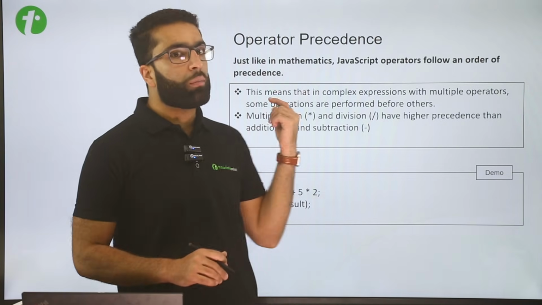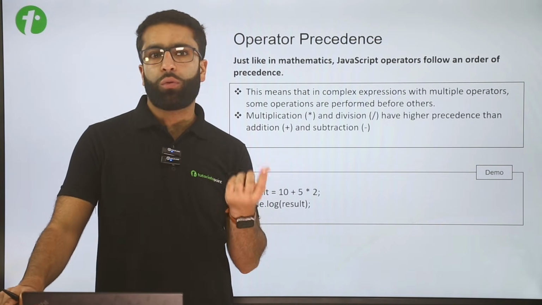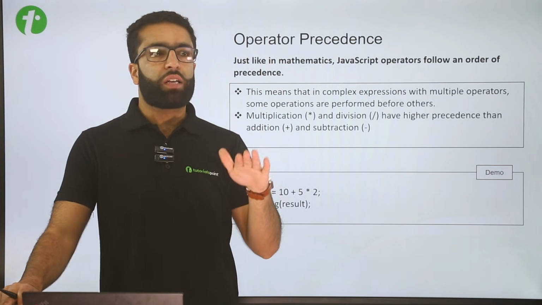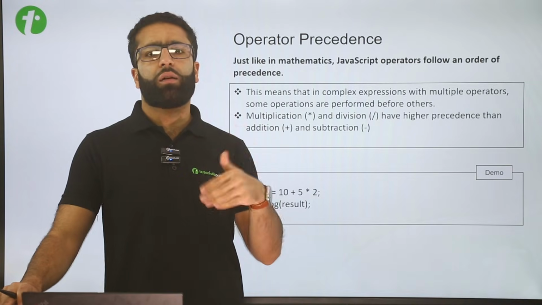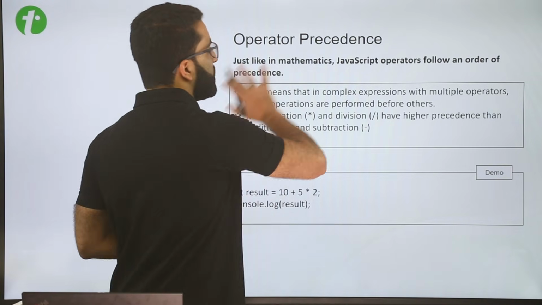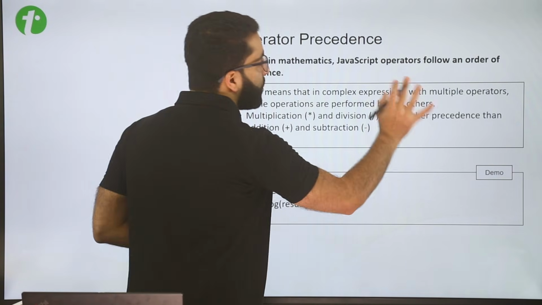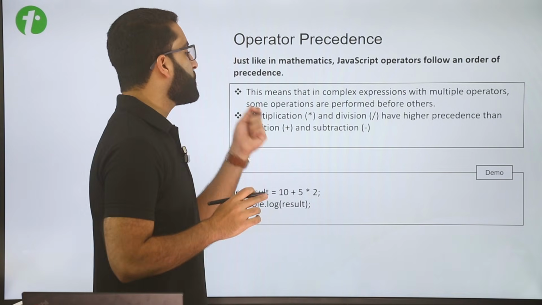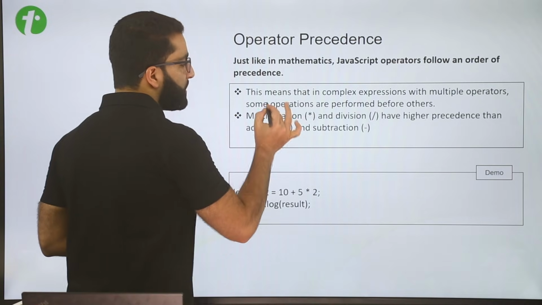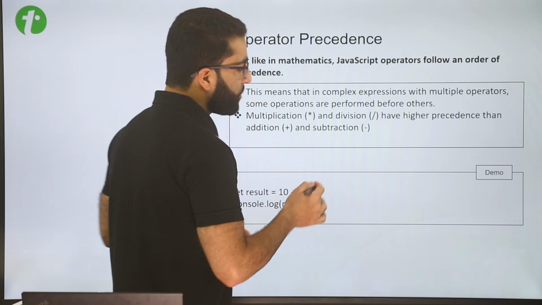Moving on, let's quickly talk about operator precedence. Just like in mathematics, you may have heard of the rule BODMAS, right? So there is different precedence for different operators. For example, division and multiplication come first, then come the addition and subtraction. So similarly, JavaScript operators also follow a precedence. This means that in complex operations with multiple operators, some operations are performed before others. Generally, multiplication and division have higher precedence than addition and subtraction.